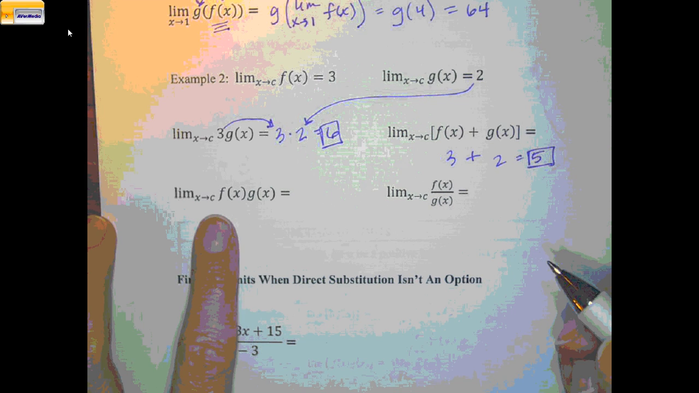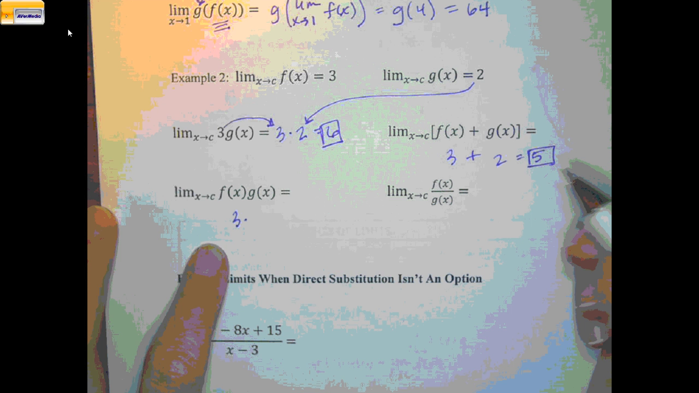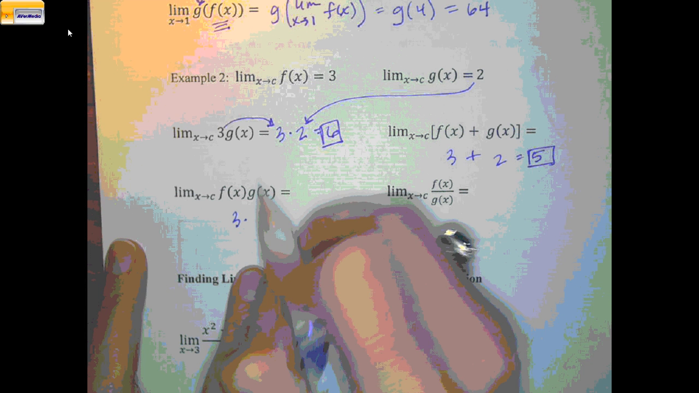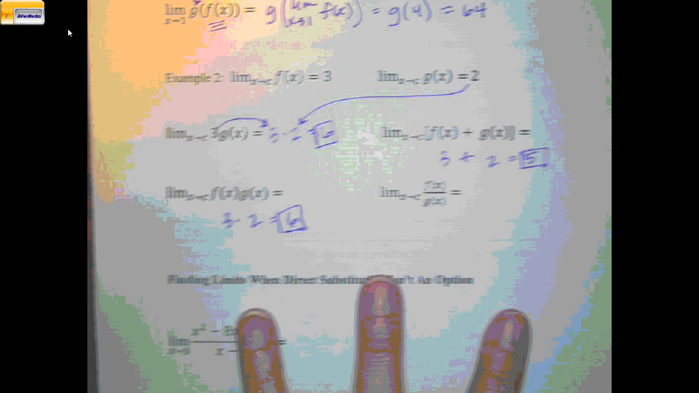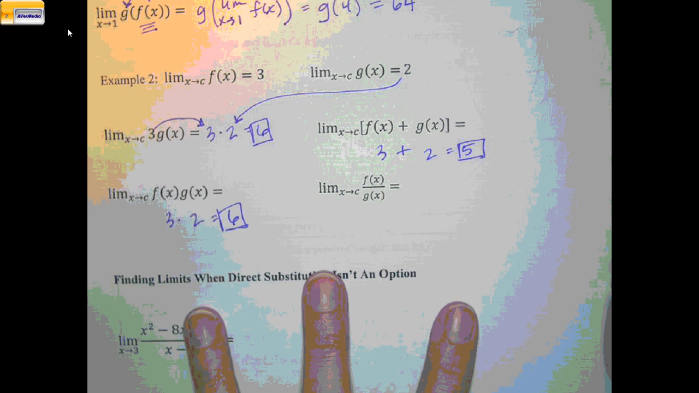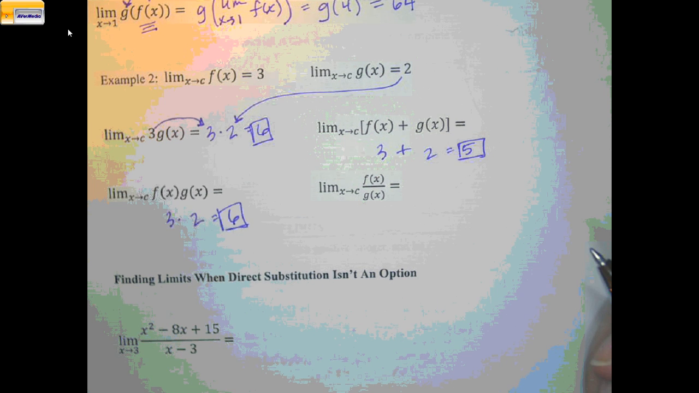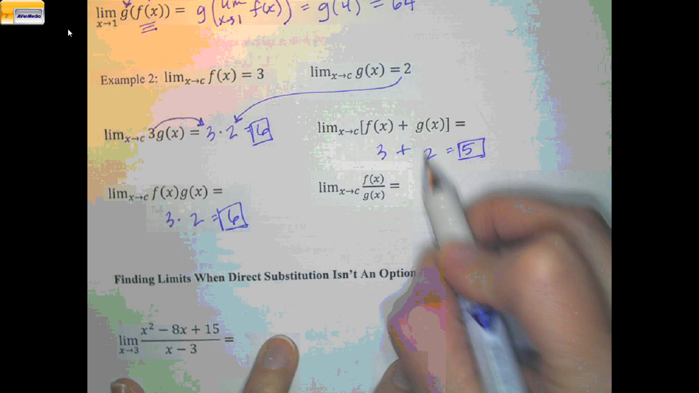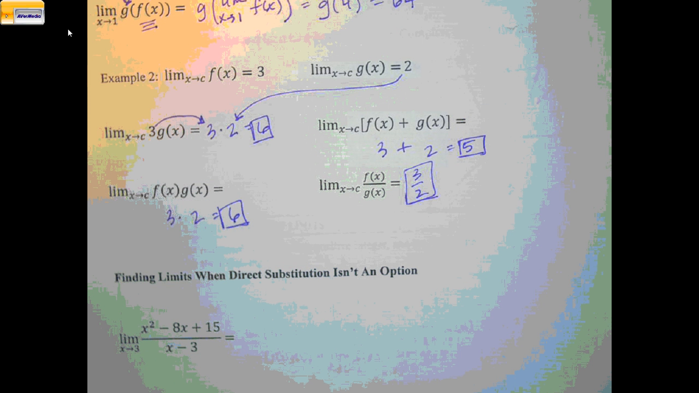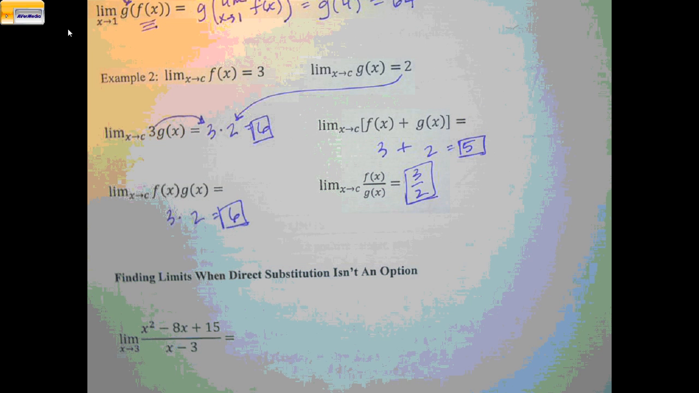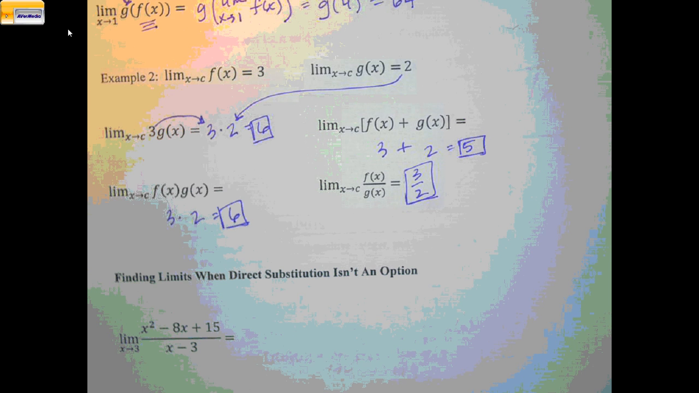Next one. The rule tells us you can find the limit of f of x, which they tell us is 3, and multiply it by the limit of g of x, which they tell us is going to be 2, and shorten it up for us and give us 6. Last one, you do that one. We should get the same answer. Questions? Last one.